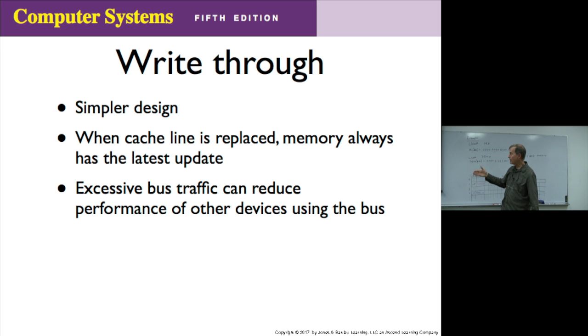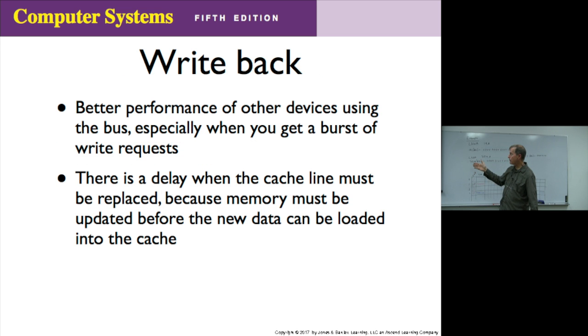On the other hand, write back has better performance for other devices using the bus, especially when you get a burst of write requests. If you get a whole burst of write requests, like if you're in a loop updating an array, and the whole array is in the cache, you just write, write, write, and then when it gets replaced, that's when you have to go to memory. But there is a delay when the cache line must be replaced, because memory must be updated before new data can be loaded into the cache. So see, it depends on the pattern.